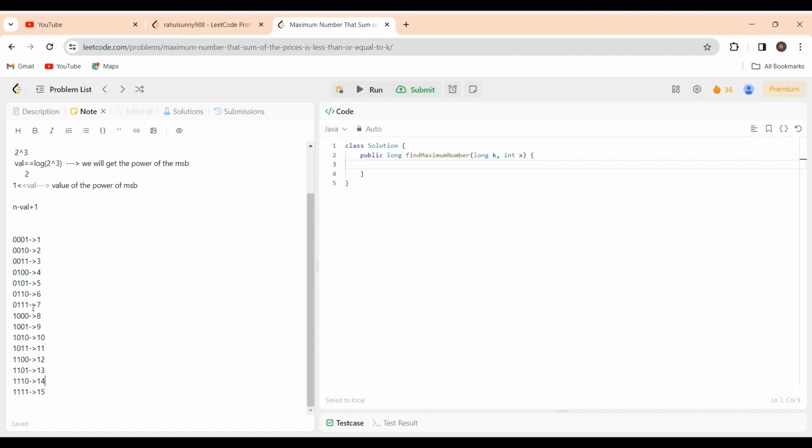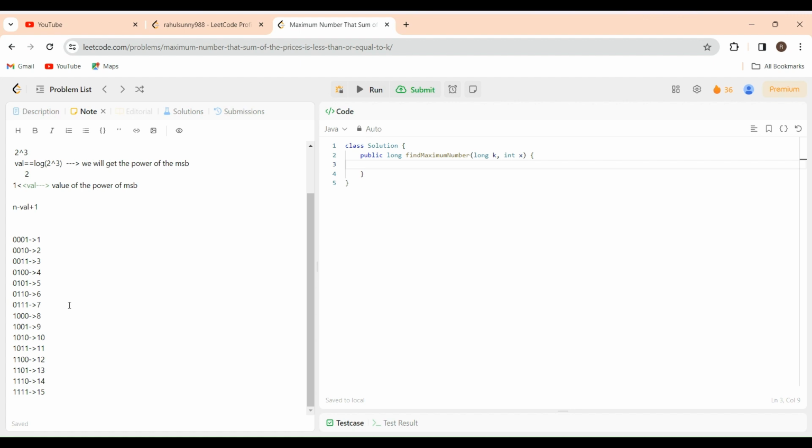Up to here we get 1 2 3 4 5 6 7. 7 bits we will be getting in the last index, right? And in the inner indexes we will be getting 1 2 3 and 4, right? Up to here, 1 2 3 and 4, 1 2 3 and 4, okay?